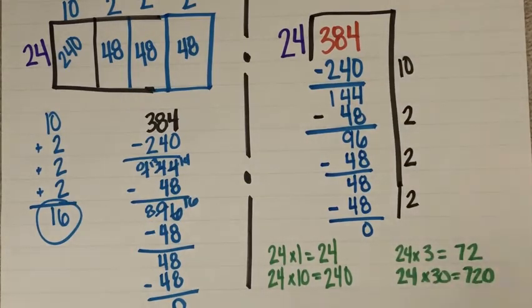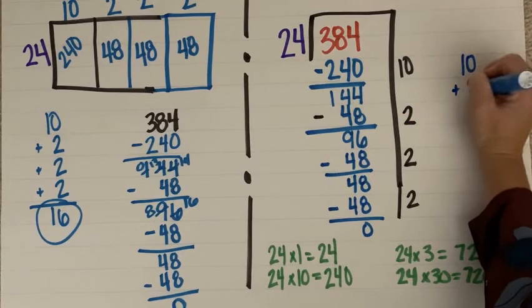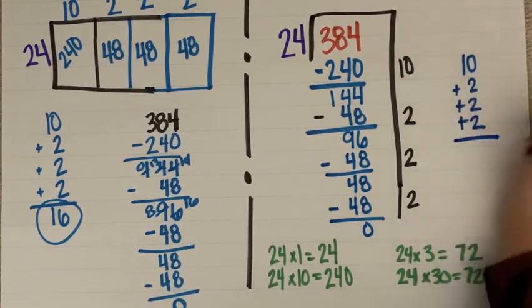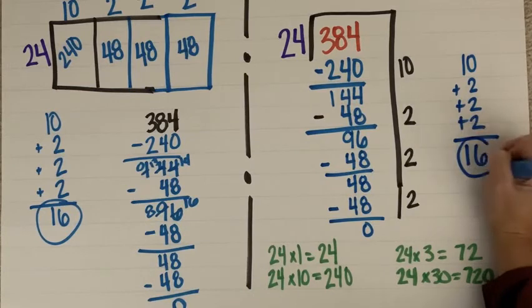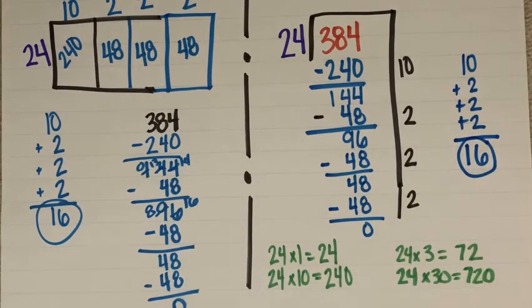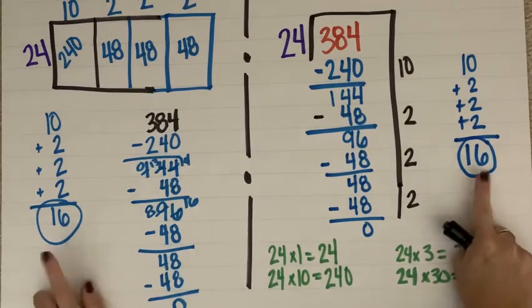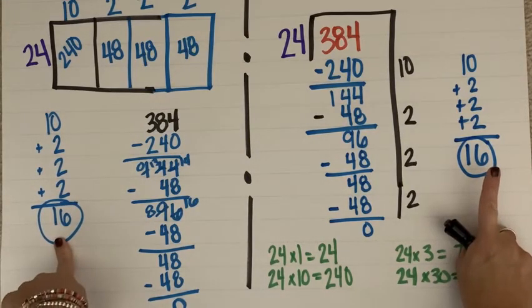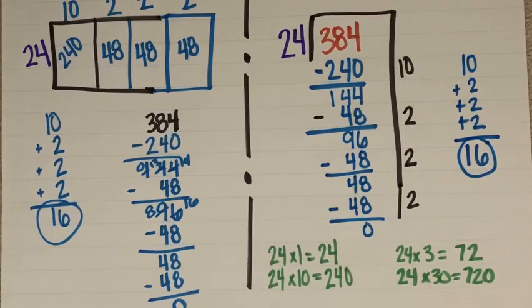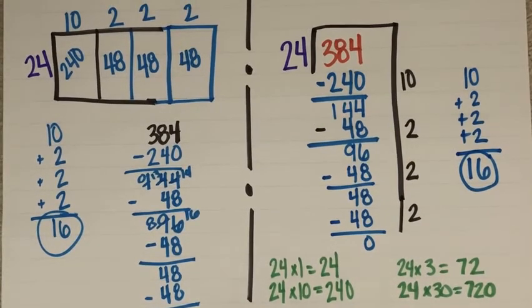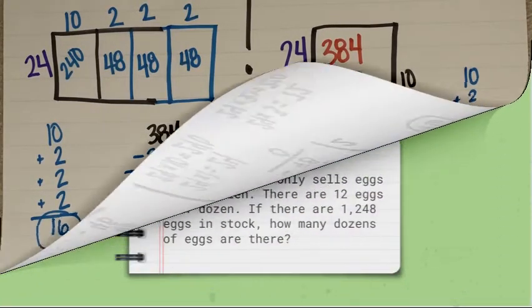All right, I'm going to come over here. I'm going to add my partial products. 10 plus 2 plus 2 plus 2. And I'm going to get 16, the same answer, same quotient that I had in this model as well. So as a refresher, these are two strategies or two models of partial quotient. Okay, you take out what you can and you are just writing down what each of those are. This is one strategy that you could use to help you divide.